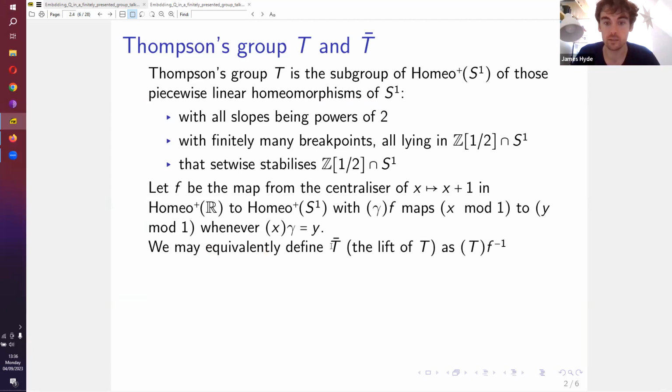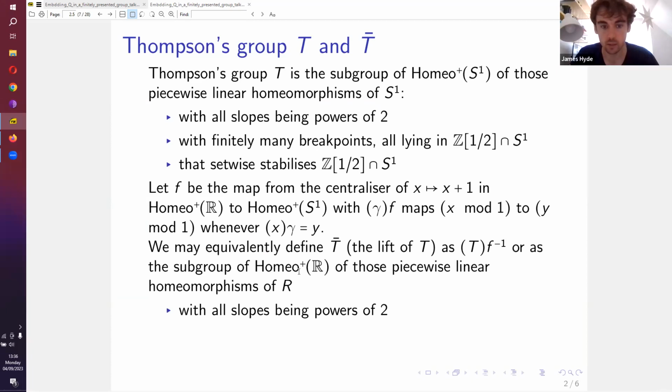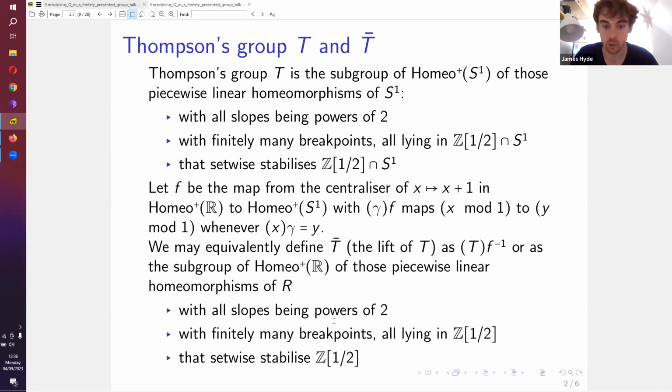Then for T bar, I'm going to give two definitions. One of them is just the lift of T to the line. So it's the periodic homeomorphisms of the reals that look like elements of T. The other definition is the ones that get mapped down to T. So all the slopes should be powers of 2, there should be finitely many breakpoints, all lying in the dyadic rationals, and setwise stabilizing the dyadic rationals.